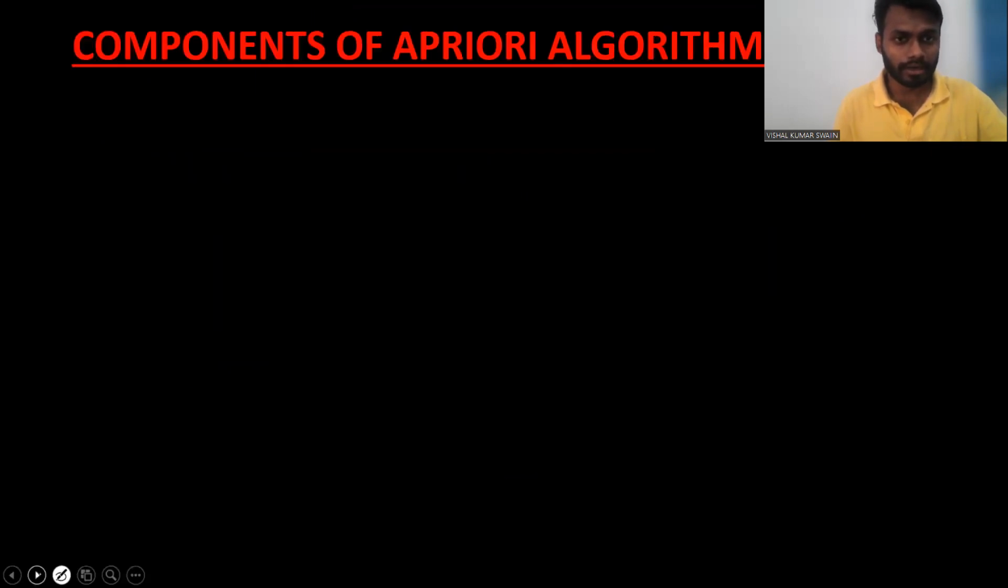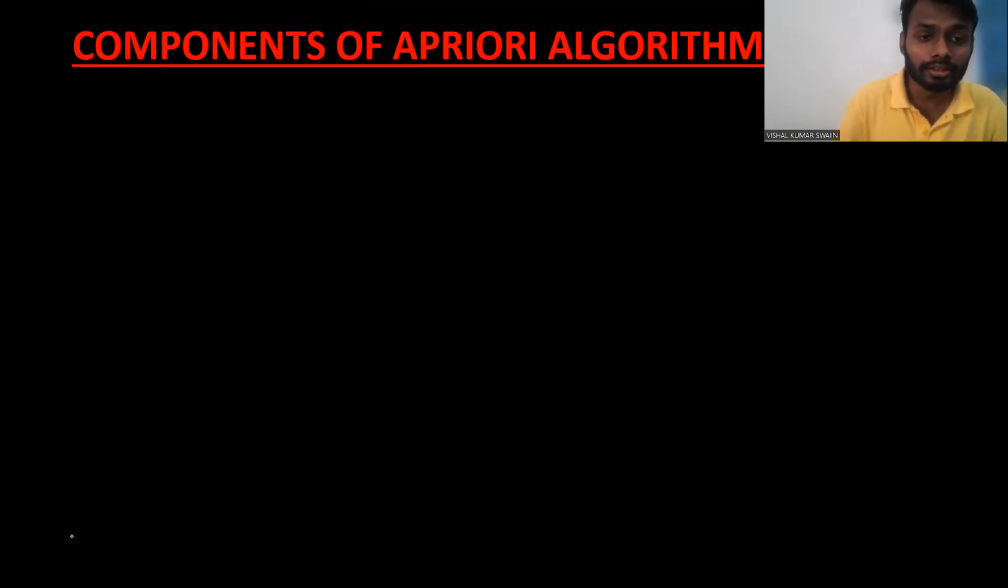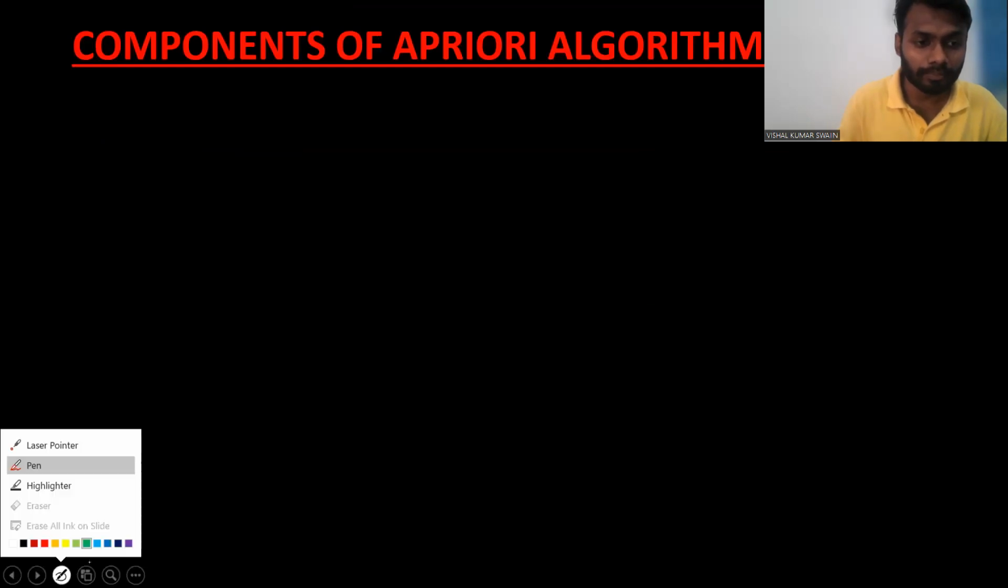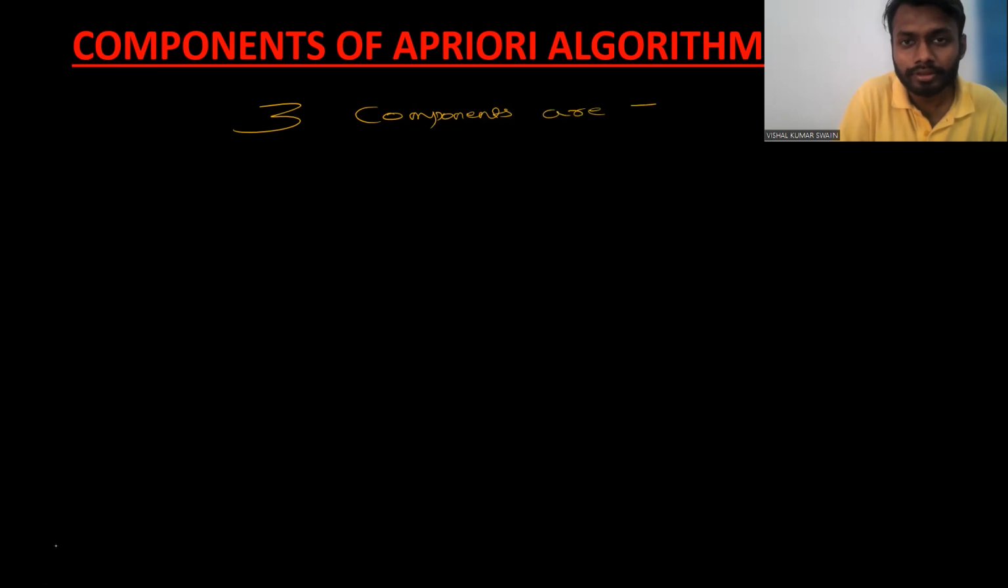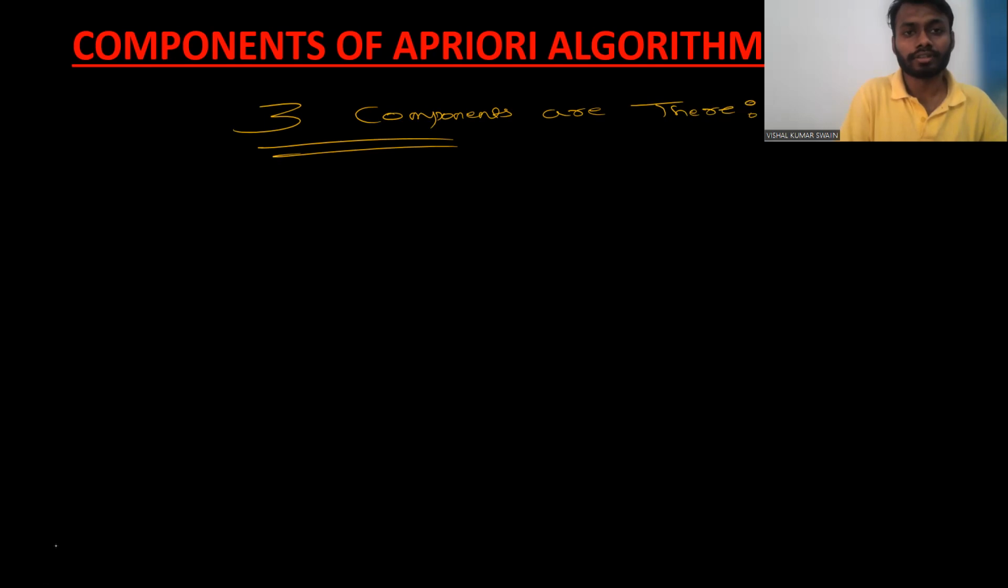So what are the components of the Apriori algorithm? If you're just looking for the components, there are a total of three components.